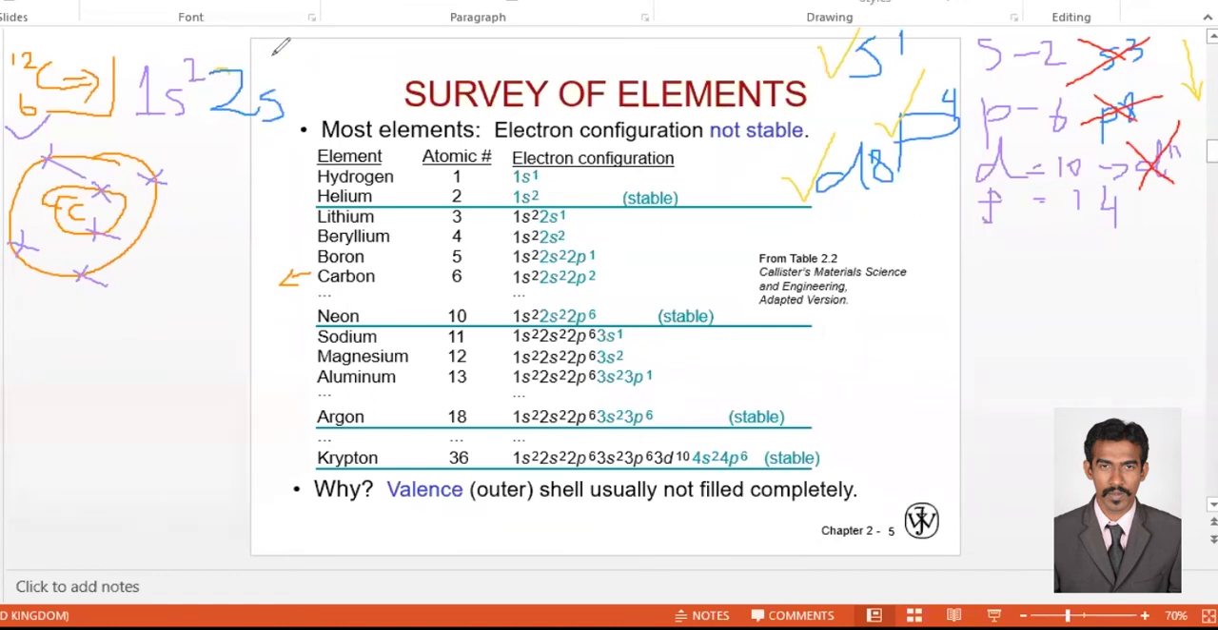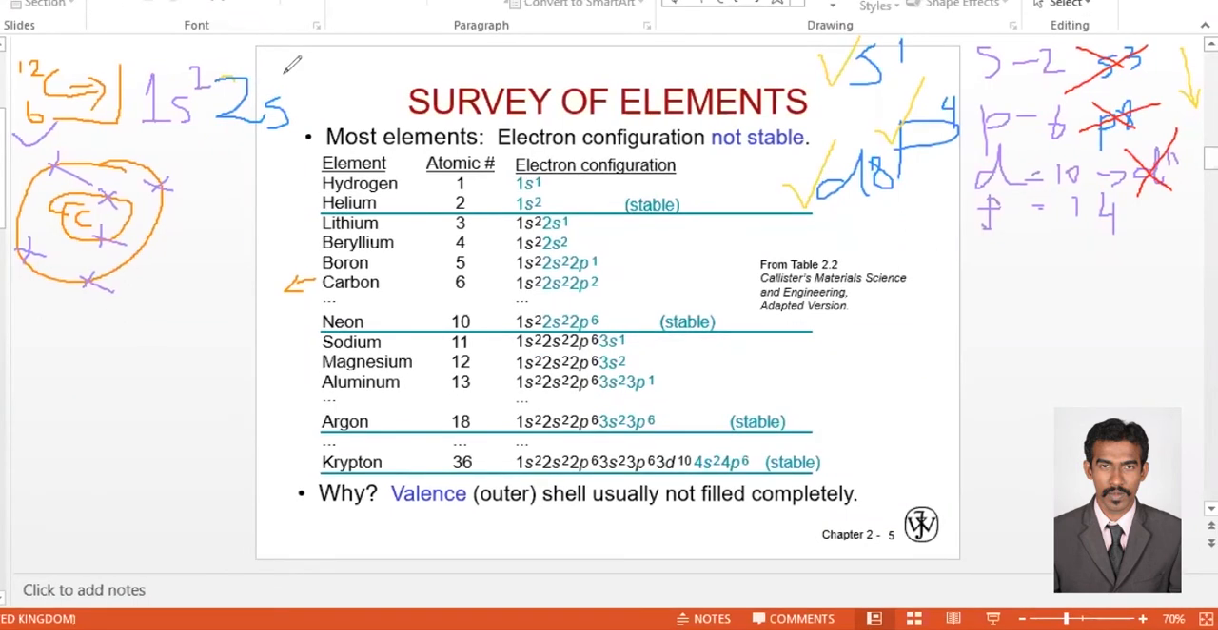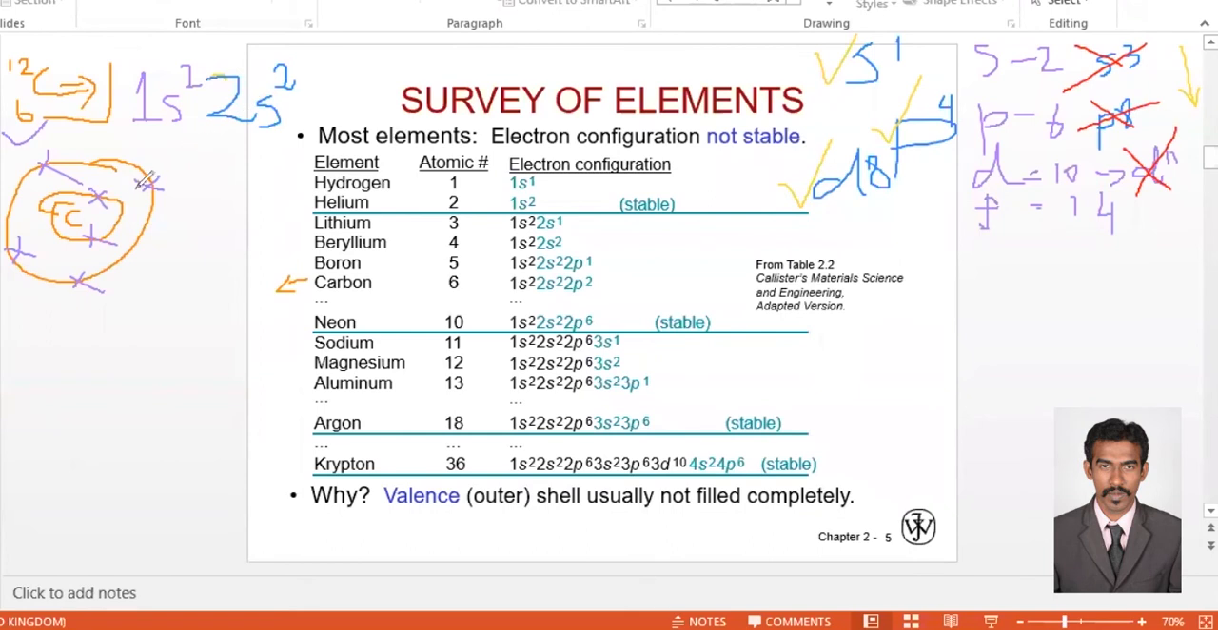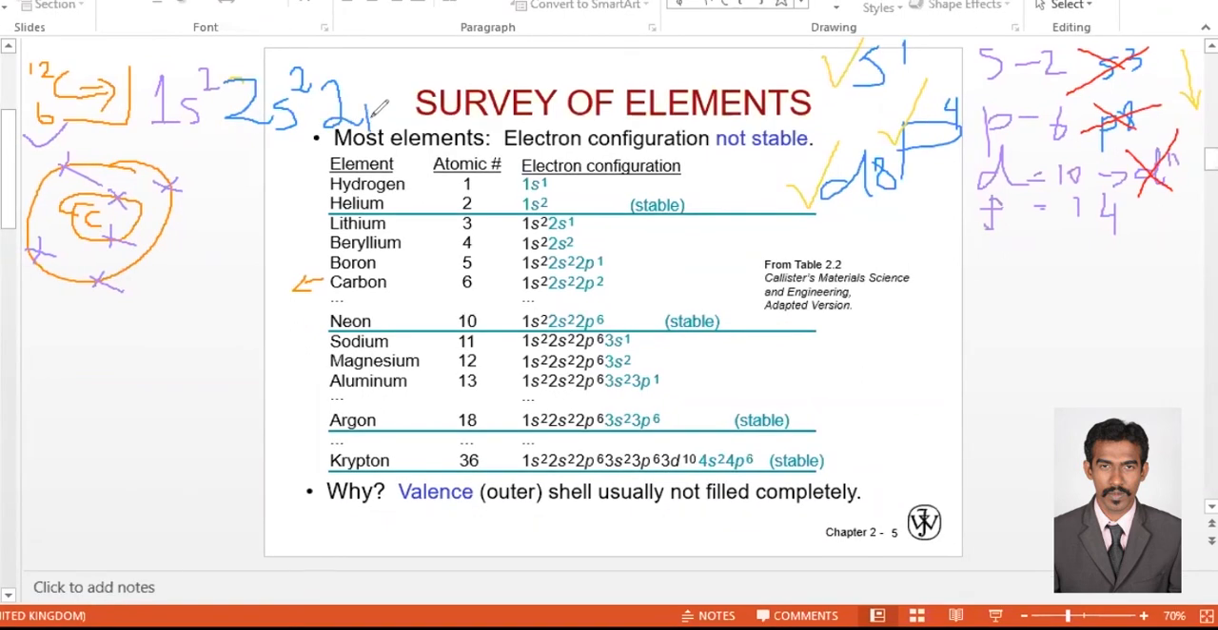How much should I write here to the S? 2. Why is that? Because the maximum number S can have is 2. So I will write 2. So now if I see 2 plus 2, I have 4 electrons. But altogether carbon has 6 electrons. So now I should go for which letter? P. Why is that?